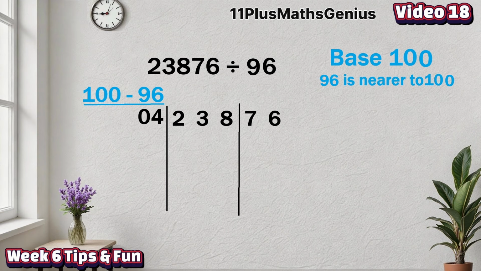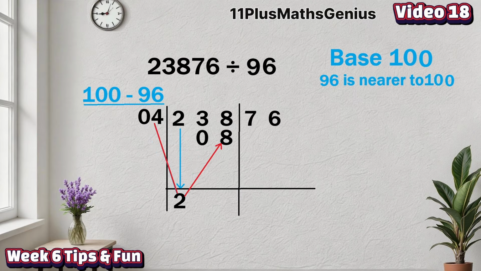Let's start. We bring down 2. Next, we multiply each digit of the divisor by 2. 0 times 2 is 0. Put it under 3. 4 times 2 is 8. Put it under 8. Now add the second column. 3 plus 0 is 3.